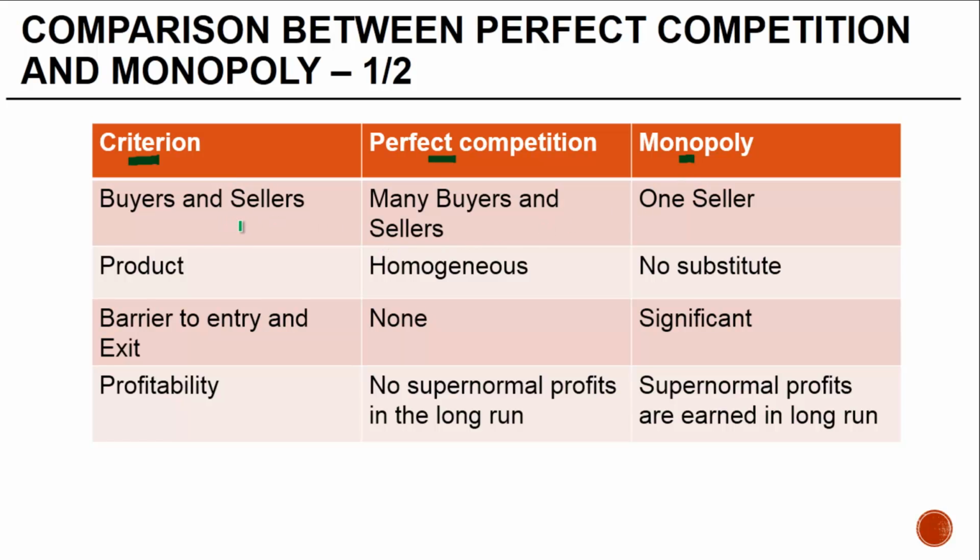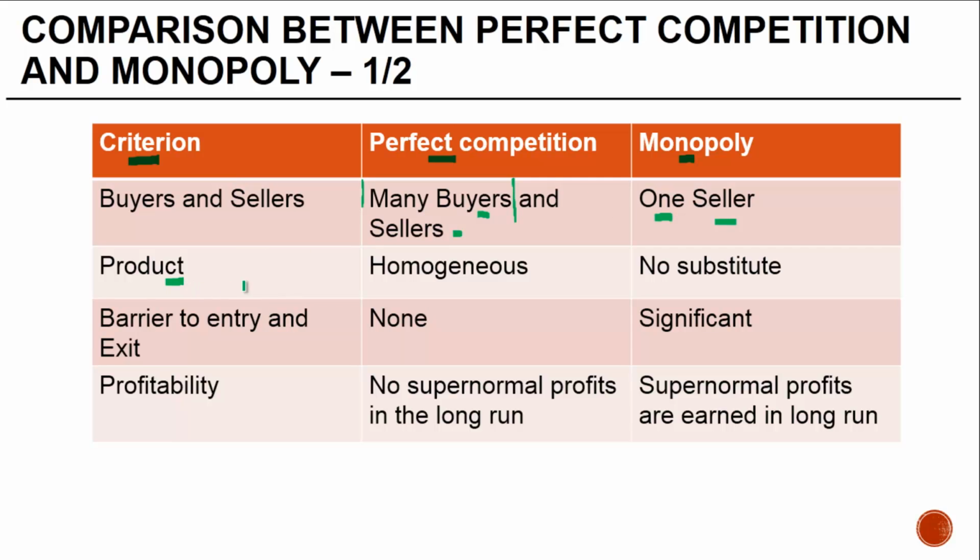So buyers and sellers. There are many buyers and sellers insofar as perfect competition is concerned. In case of monopoly also, there could be many buyers, but there is only one seller. That's the key characteristic which distinguishes between these two, right? So this part, many buyers, would remain the same in both of them. But in case of sellers, there are many sellers under perfect competition, but only one in case of monopoly.